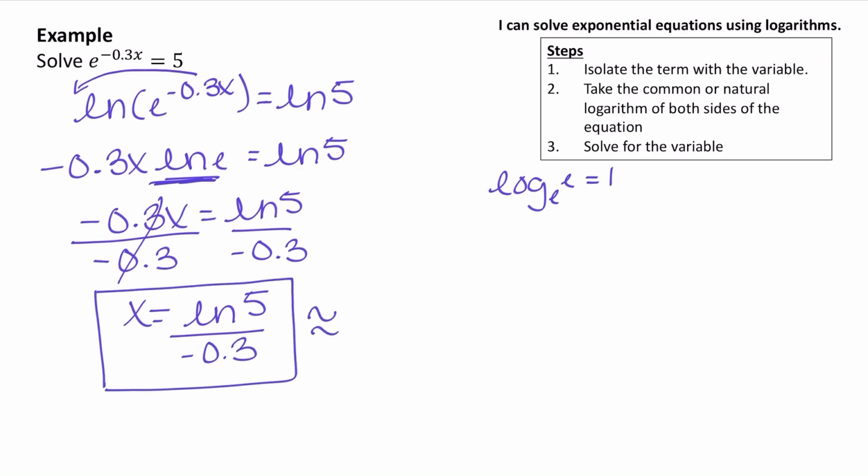If I want to approximate on my calculator, I can just type it in. So ln 5 and then hit enter and then divide it by negative 0.3. And that gives us negative 5.3648 approximately.